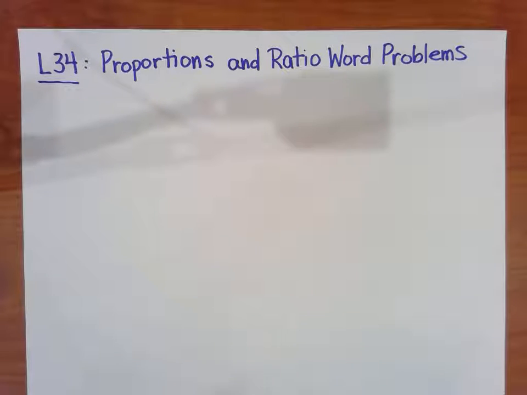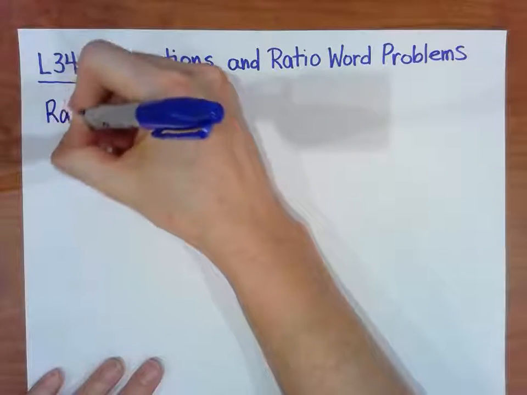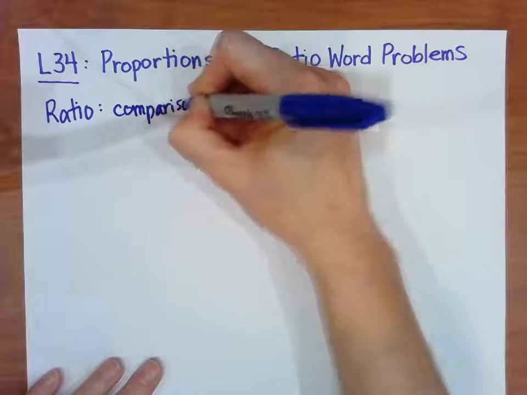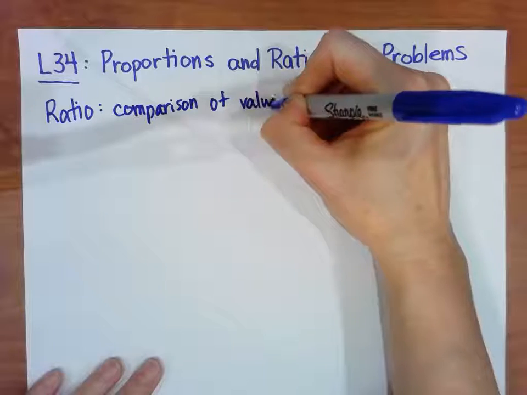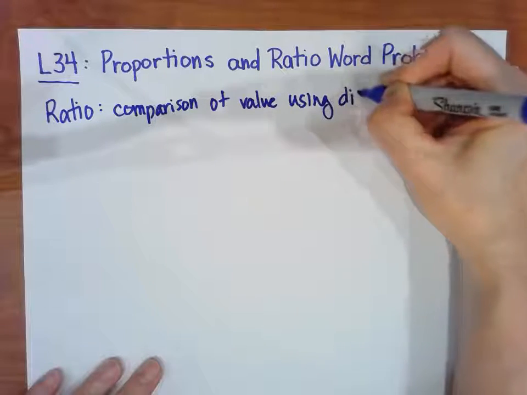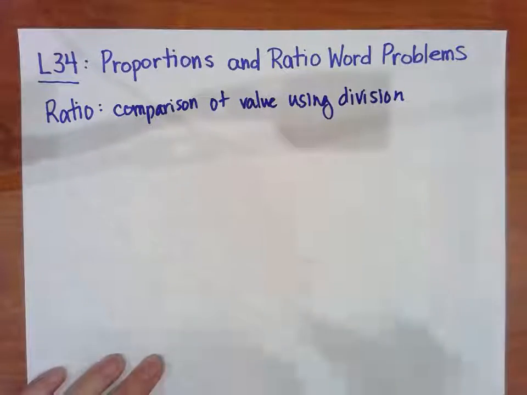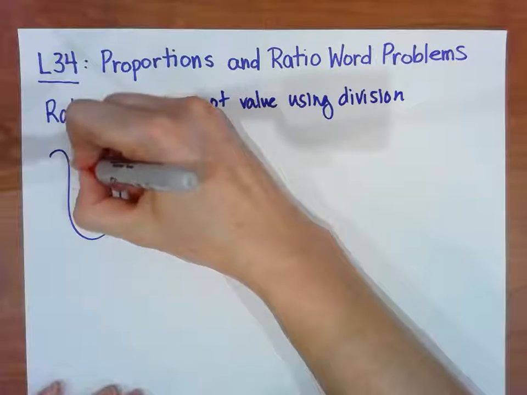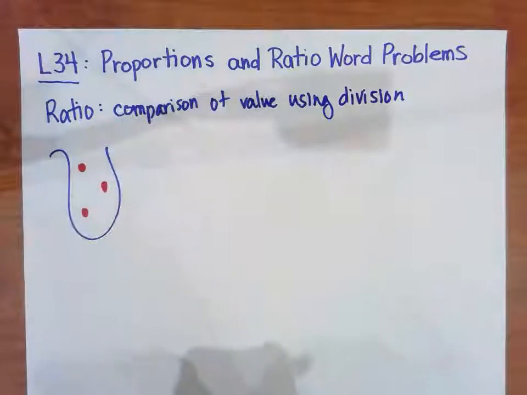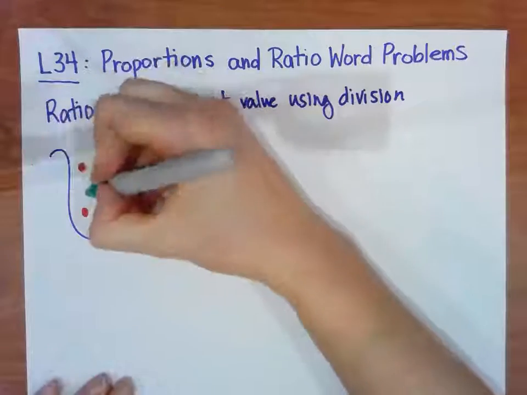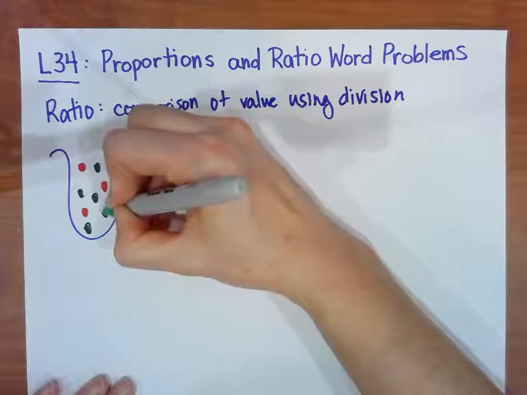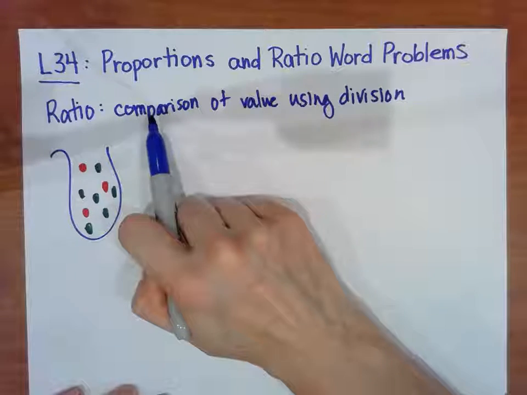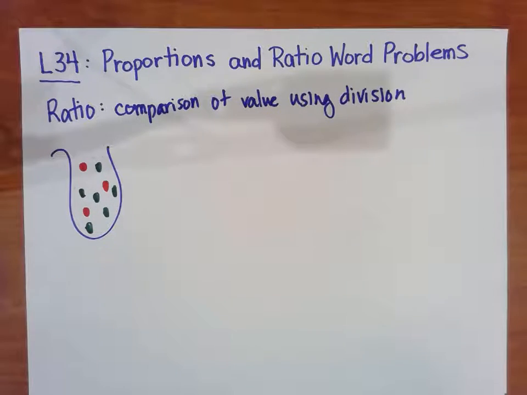Okay, so first of all, let's talk about a ratio. And if you'll recall, a ratio is a comparison of values using division. Okay, so for example, we might have a bag and it's full of some marbles, and maybe it's got some red marbles and it's got some green marbles in there. Okay, that looks like a good bag of marbles, and we might want to compare the red marbles and the green marbles, and we're going to do that using division.